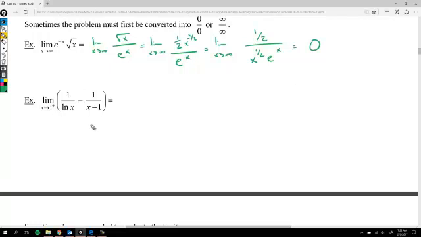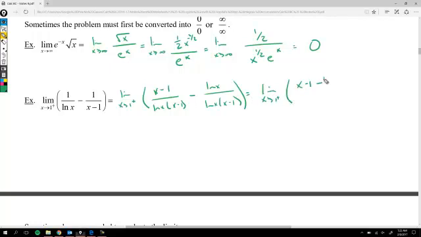Alright, here I have two fractions. All I'm going to do is combine them. So the limit as x approaches 1 from the right of x minus 1 over natural log of x times x minus 1, minus natural log of x over x minus 1. Alright, so I got a common denominator. I'm just going to combine these terms. Okay, cool. So now if I plug in 1 and evaluate, I definitely end up with 0 over 0.